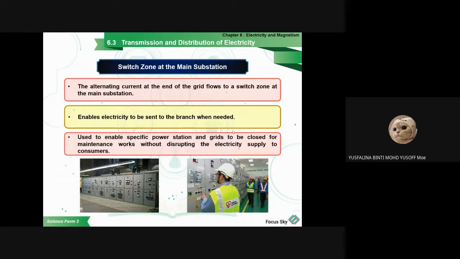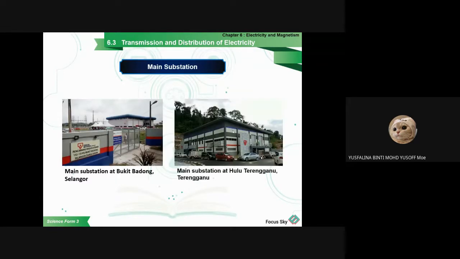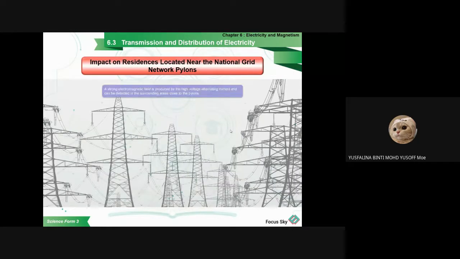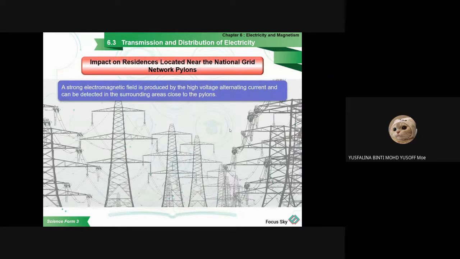Okay, so this is called a switch zone at the main substation. It's just like a backup. So this is an example of the main substation. This is at Bukit Badung, Selangor. This is at Hulu Terengganu. This is at Teluk Kumbar, Pulau Pinang. This is at Petanak, Sarawak. Okay, so another one.